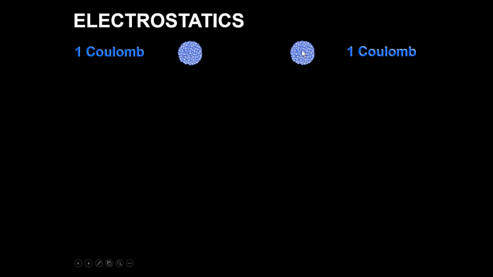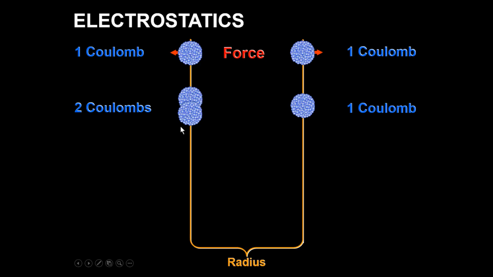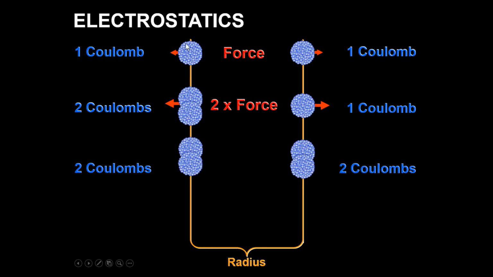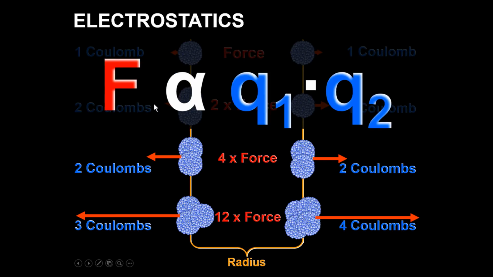If I had a Coulomb here and a Coulomb there separated by some distance, there'd be a force of repulsion pushing those apart. But if I had twice the charge on one side as I did the other side, the force would become twice as much. If I did twice as much as I had over here and twice as much as I had over here, doubling it on each side would produce 4 times as much. 3 times here and 4 times here would be 12 times as much force. So it looks like the force is proportional to the product of how much charge there is.